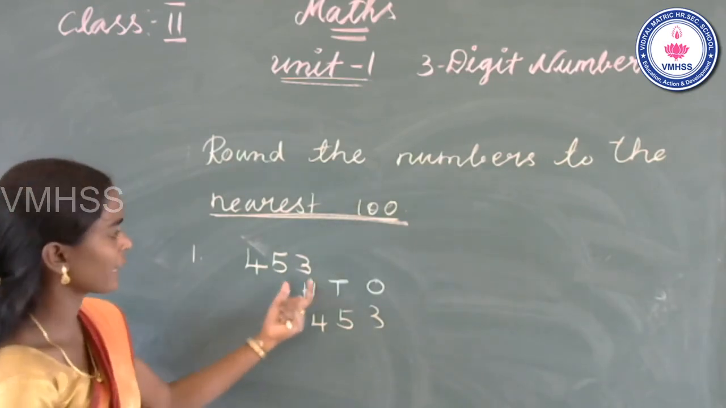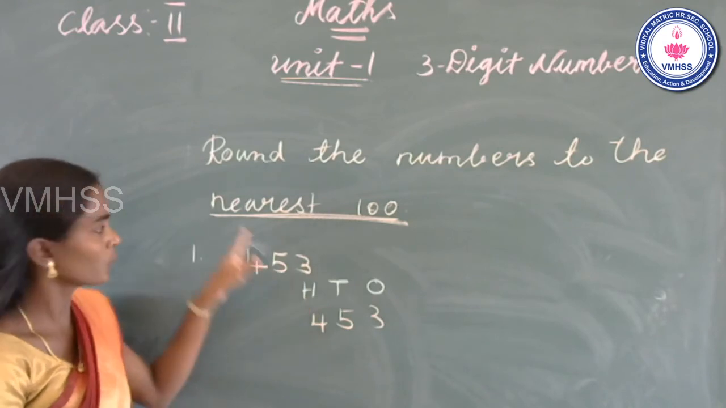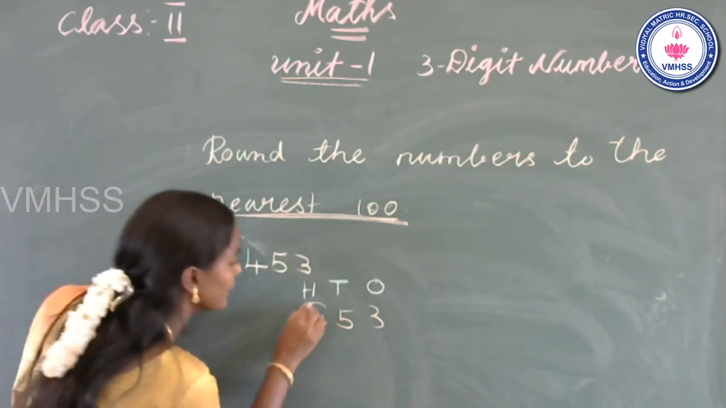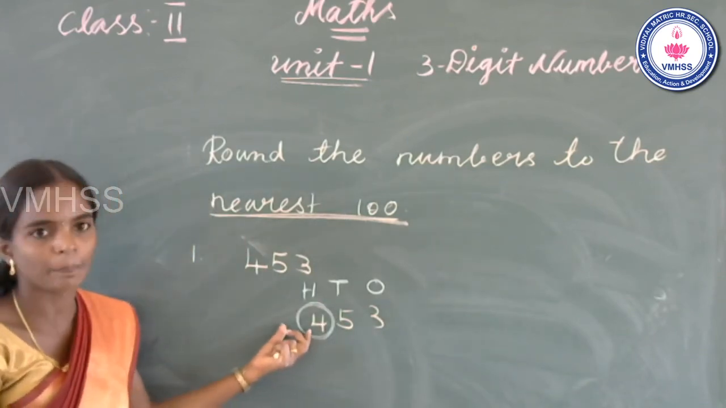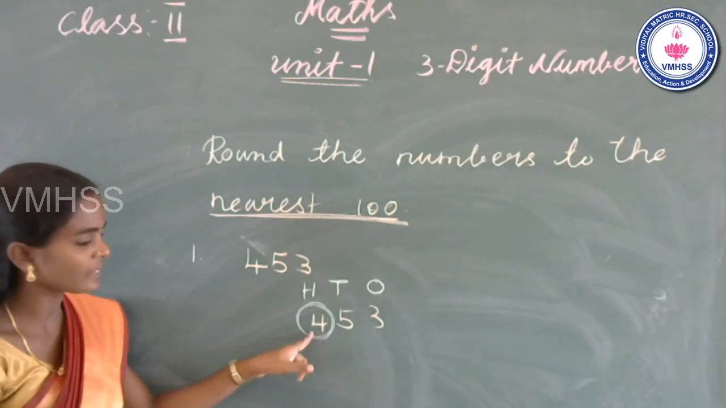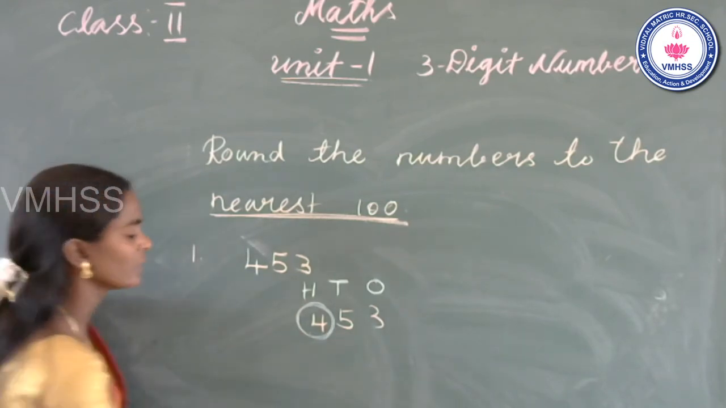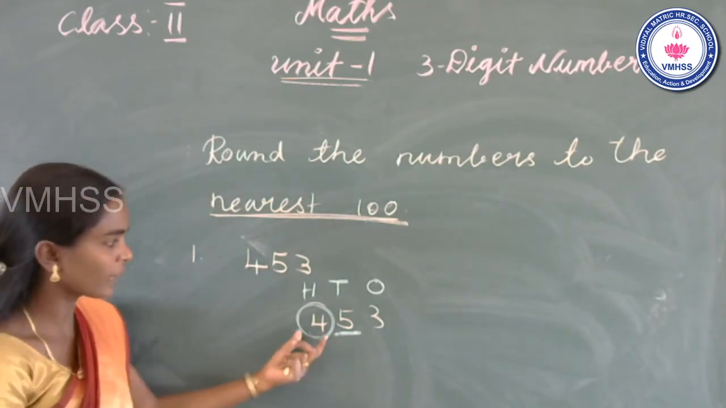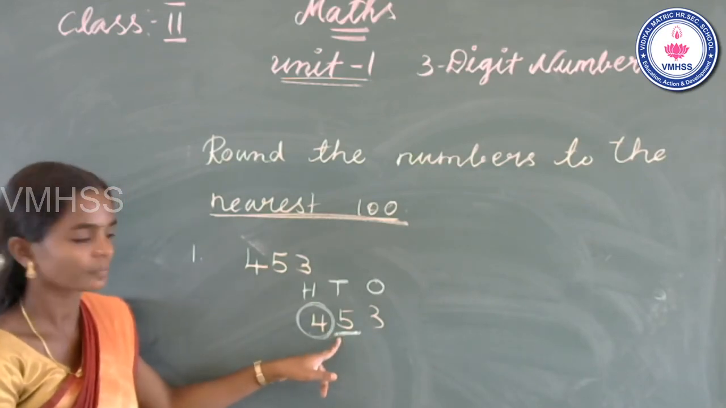First we write the place values: ones, tens, hundreds. So this goes to nearest 100. Circle the 100 place number. The 100 place number is 4. So circle it. Next, we look at the tens place number. What is the tens place number?